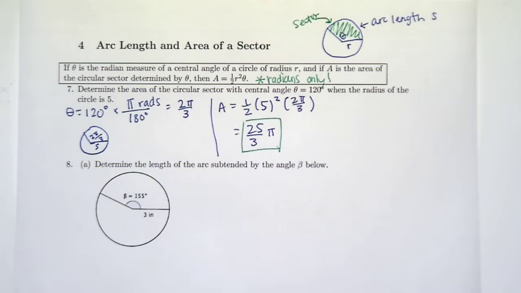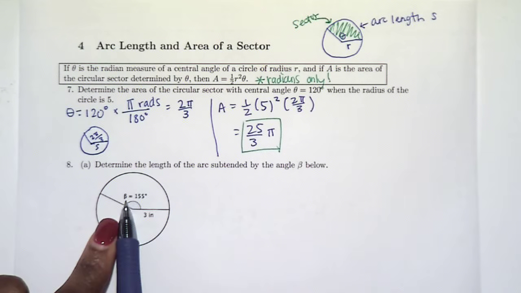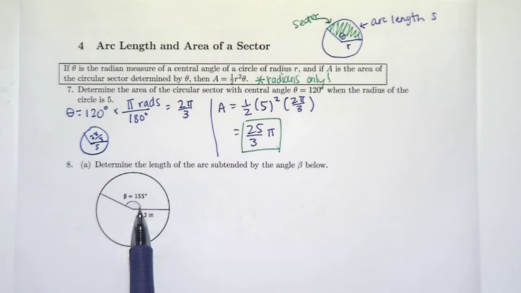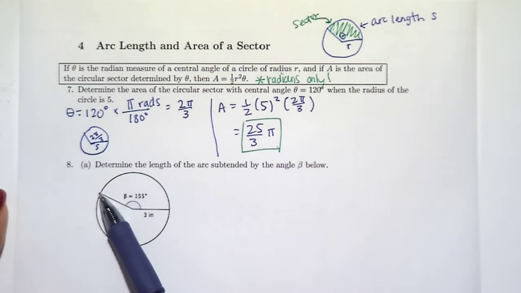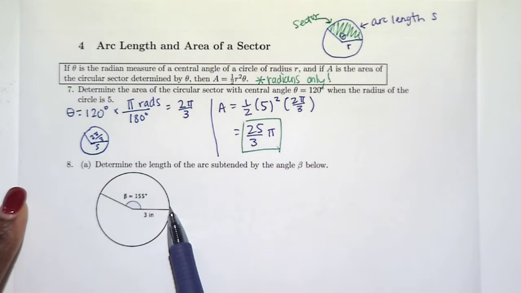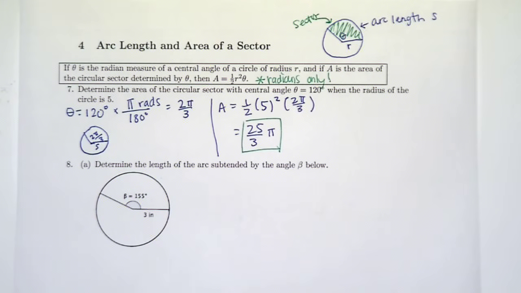Number 8, part A says, determine the length of the arc subtended by the angle beta below. So here's our angle. Note that it's given in degrees. That's a red flag. All right, and we want to find the length of this arc.